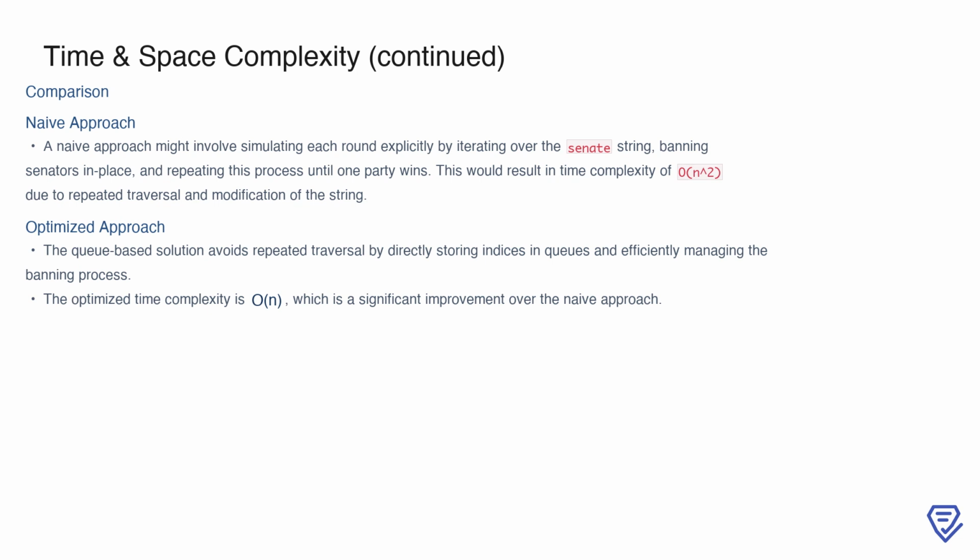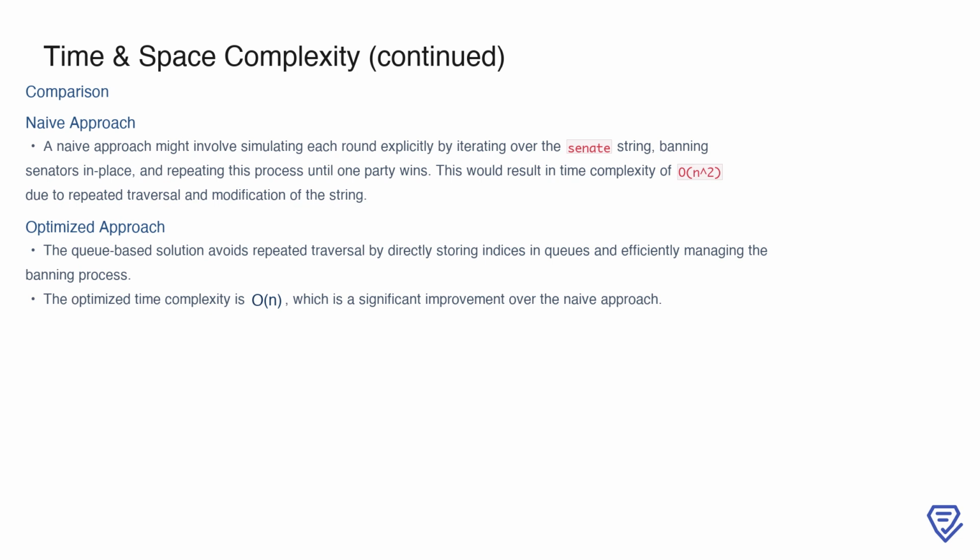Let's compare this optimized queue-based solution to a more naive approach. The naive method would involve simulating the process by iterating over the senate string, banning senators in place, and repeatedly traversing the string until one party wins. This causes the time complexity to shoot up to O(n²), because each ban requires a full traversal of the string to update it.